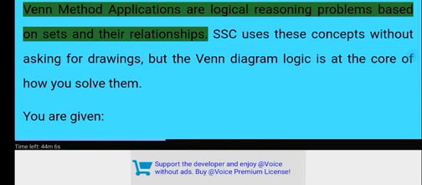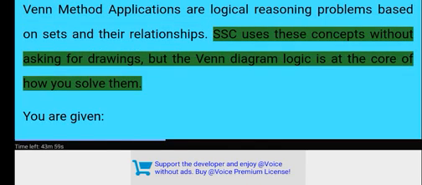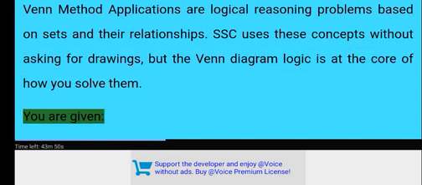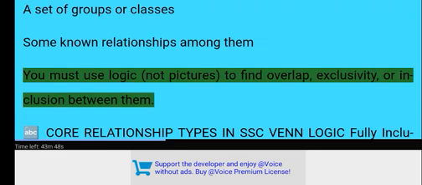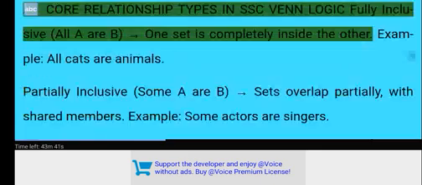Venn method applications are logical reasoning problems based on sets and their relationships. SSC uses these concepts without asking for drawings, but the Venn diagram logic is at the core of how you solve them. You are given a set of groups or classes, and some known relationships among them. You must use logic, not pictures, to find overlap, exclusivity, or inclusion between them.